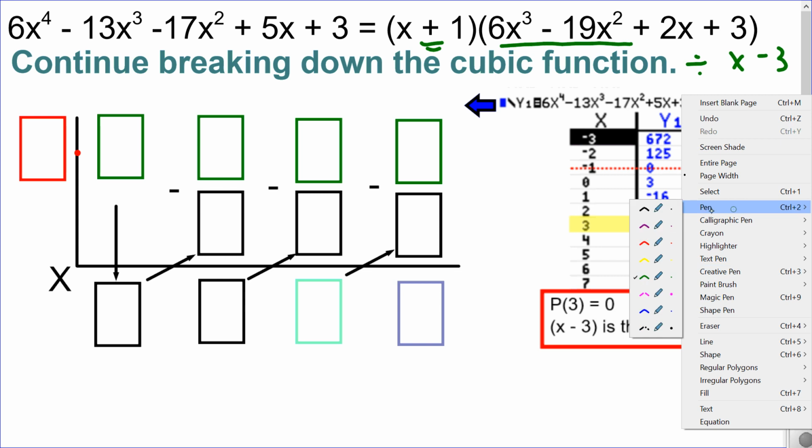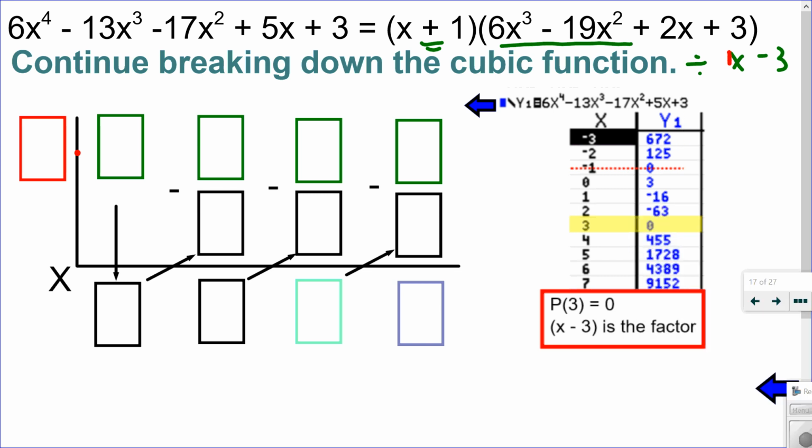So again, when we're doing synthetic division, we ignore the x's and we only use the numbers. Okay, so I am dividing that cubic function by x minus 3. So -3 goes here, and then 6, -19, 2, and 3. So I'll bring the 6 down, and then I multiply, and then I subtract. -19 take away -18 is -1.